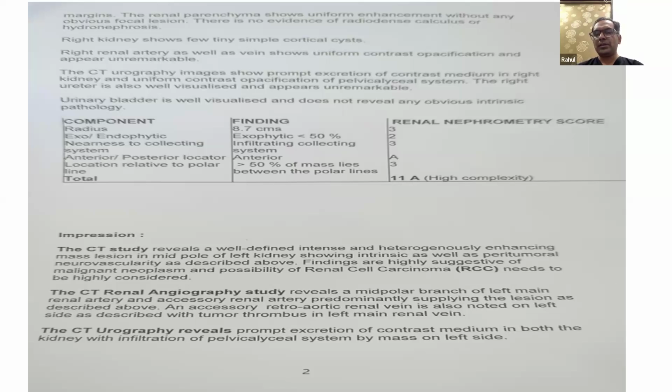What does your CT picture say? Sir, there is a 7-8 centimeter tumor thrombus in the renal vein, and there is a distinct 1.5 centimeter of renal vein available before it actually merges into the IVC. Yes. Why are you wasting time on the right renal vein?